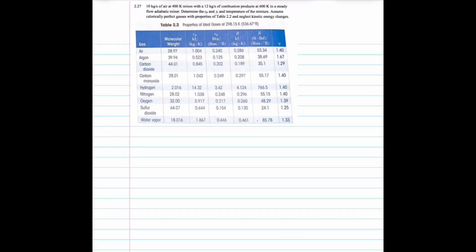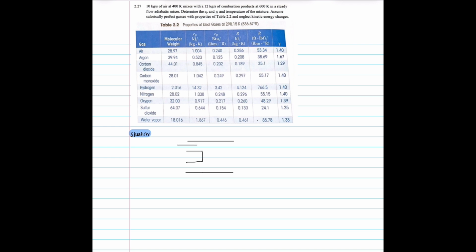So this is a mixing problem. We're going to be mixing 10 kilograms per second of air at 400 degrees Kelvin with 12 kilograms per second of combustion products at 600 degrees Kelvin in a steady flow adiabatic mixture. We need to determine the Cp and gamma and temperature of the mixture and assume calorically perfect gases with properties in the below table and neglecting kinetic energy changes.